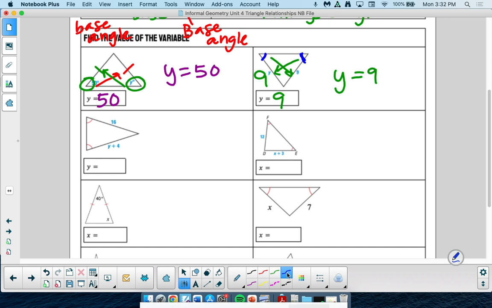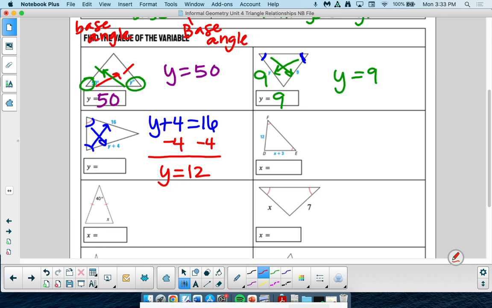Okay, on this one, base angle, so here's a leg, so I know they have to be equal. How do I get y by itself? Well, we have to subtract 4. So y should be 12.